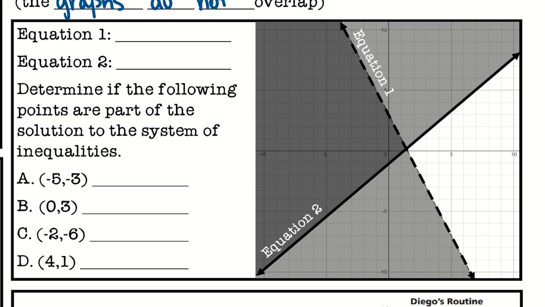So you can see on this graph right now, I have a double shaded area. That's the side on the left. I have two sides that are single shaded. That's the top and bottom. And then on the far right, that's not shaded at all. So we're going to start with the first inequality, equation 1. So I need a y-intercept and a slope in order to find the equation of that inequality.